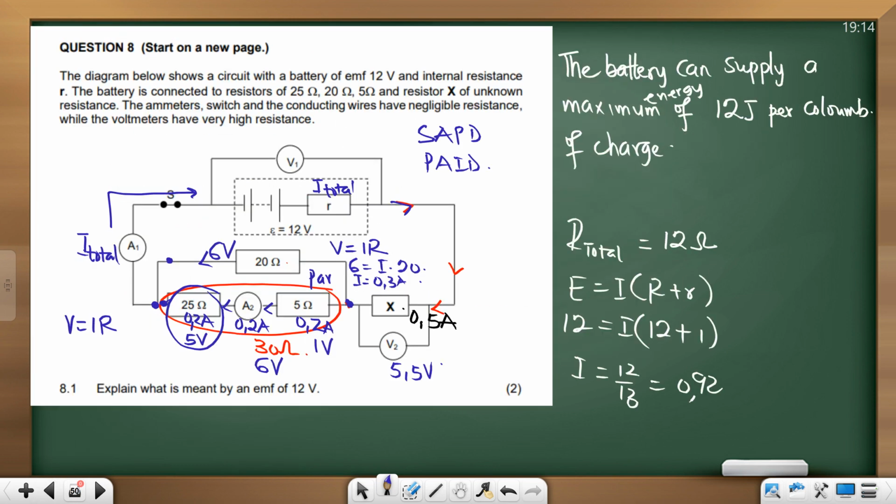I want you to check something. The ammeter, the switch and the conducting wires have what? Negligible resistance. While the voltmeters have what? High resistance. The resistance is so high that no current flows. When we put a voltmeter there, the current there in X and Y will remain the same.